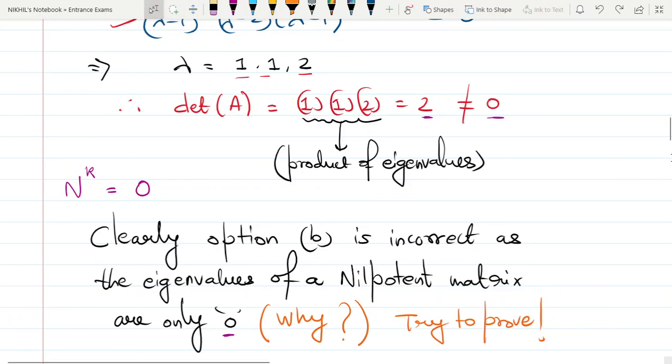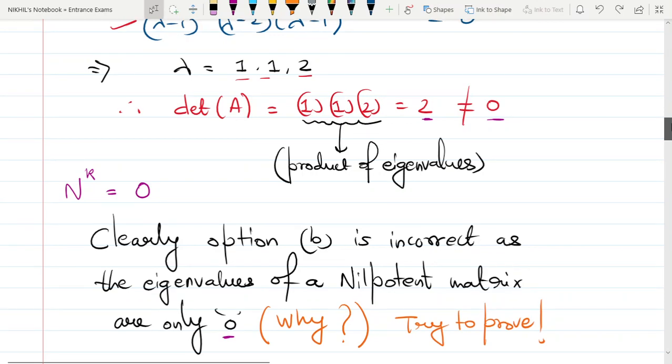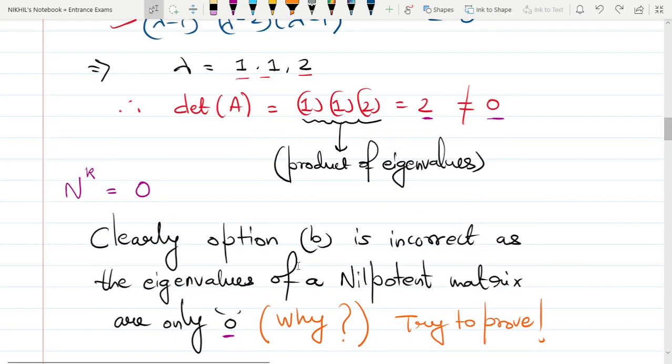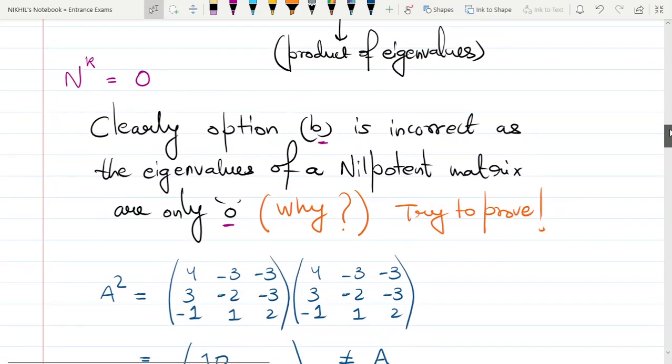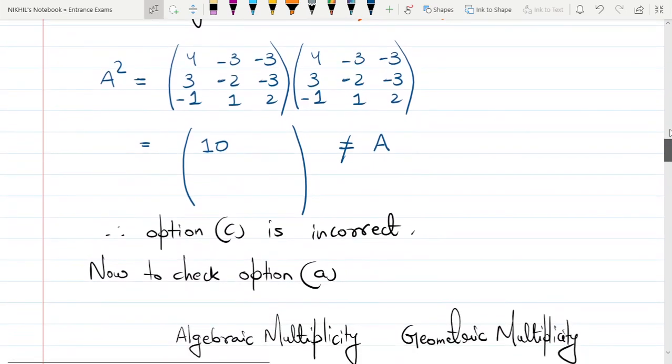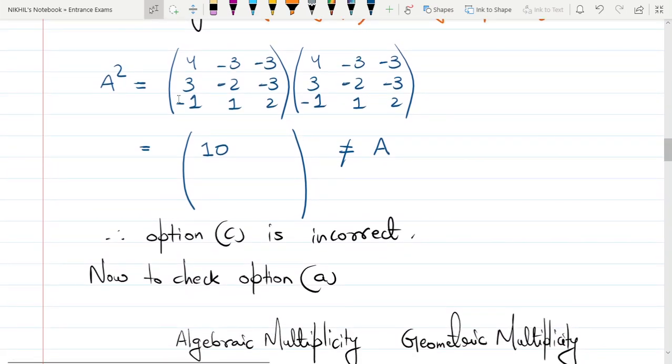So this is the definition of a nilpotent matrix, and you have to prove why a nilpotent matrix has only 0 eigenvalues. So clearly option B is now discarded. Now I'm checking another option.